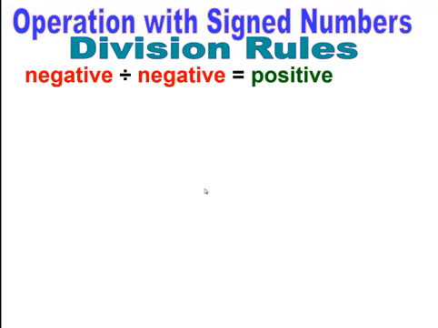So the division rules for the signed numbers is when you divide a negative by a negative, you get a positive. So in algebra, we're going to see division look like this, where you have a number over top of a number, and that line is indicating that you are dividing. So it looks like a fraction, but it's really a division problem, and fractions are division problems.